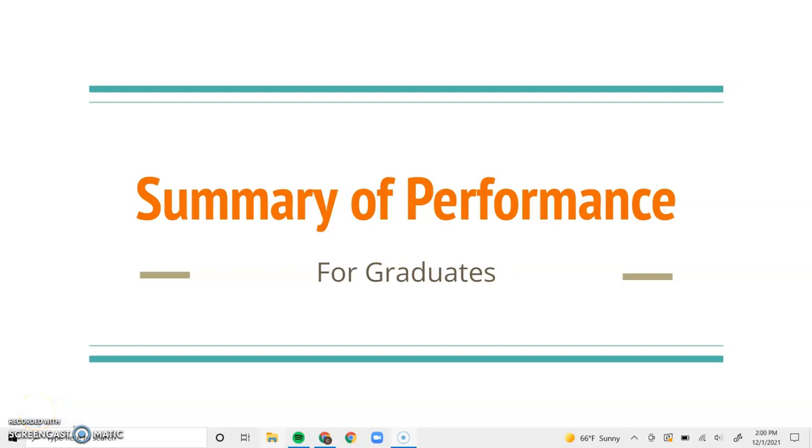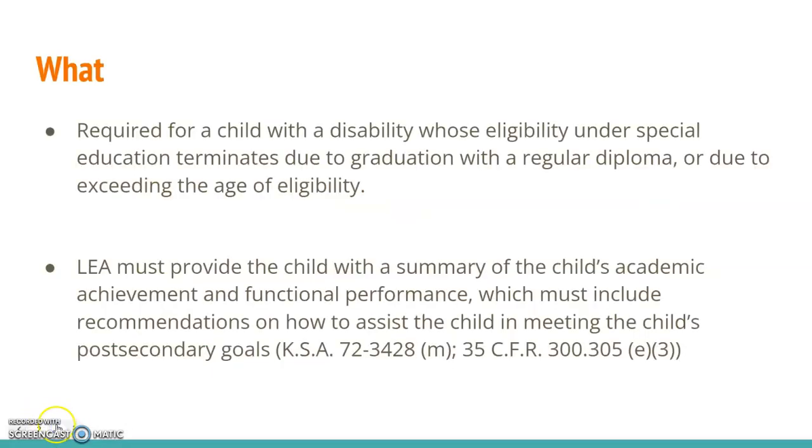This video is going to explain how to complete the summary of performance form as well as the prior written notice needed for students who will be exiting special education services due to graduation. These forms are required when a student with a disability terminates special education services because they are graduating or they're exceeding the age of eligibility.